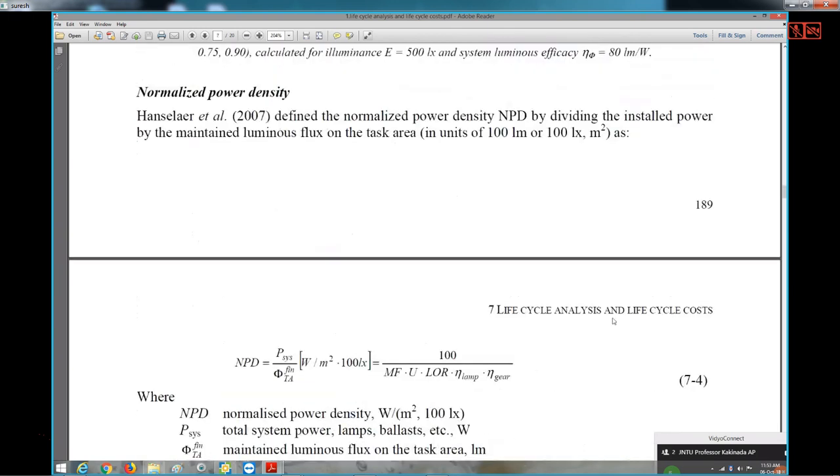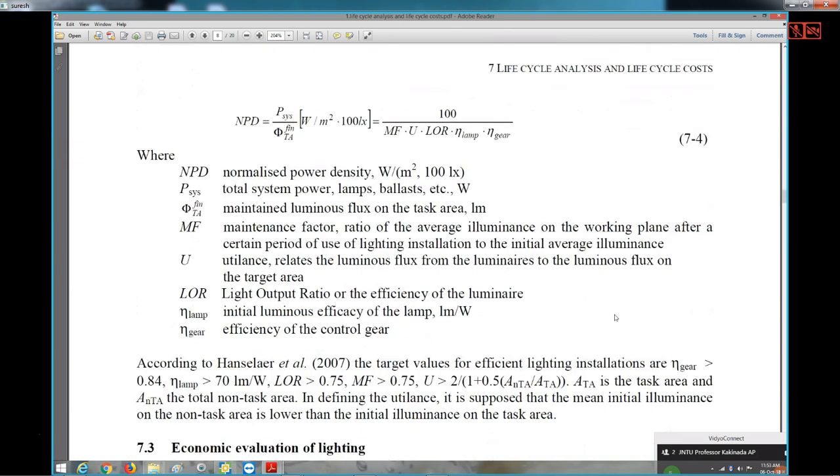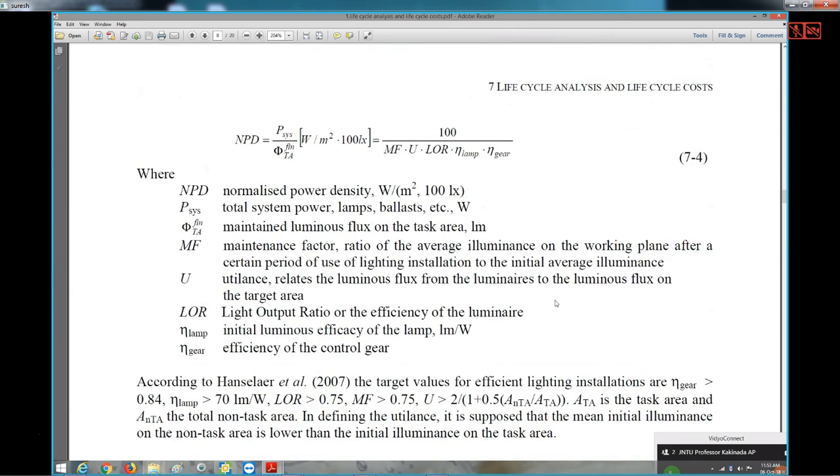Then coming to the normal power density. So normal power density is also to be concentrated. Normal power density is the total system power divided by the maintained luminous flux on the workspace, in watts per meter square, into 100 by this x, where x is replaced with 100 by maintenance factor into utilization luminous flux in the room, then light output ratio, that is multiplied with the lamp efficiency and the gear system efficiency.